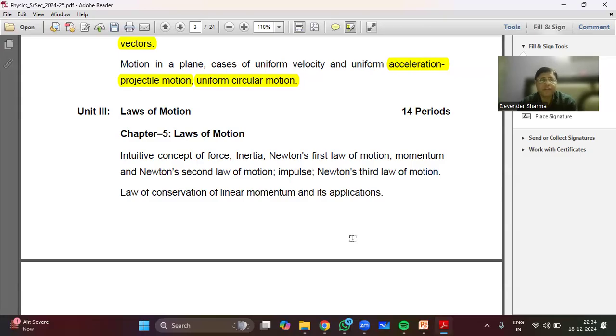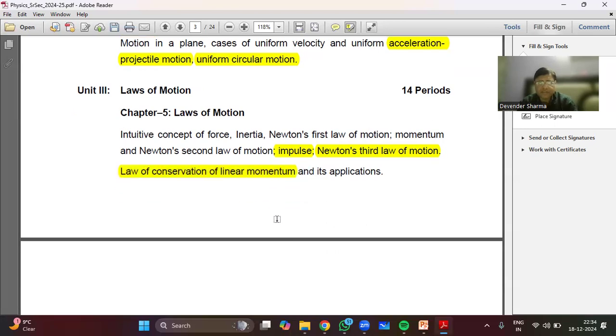The next unit is again of 10 marks. All the laws you have to do. Very important: impulse is a thing on which you can do some numerical solutions. Newton's third law's application, where you have to deal especially with the lift case, a body moving in an elevator, and the weight of a body. Then the law of conservation of linear momentum, where the numericals are based on linear momentum conservation.